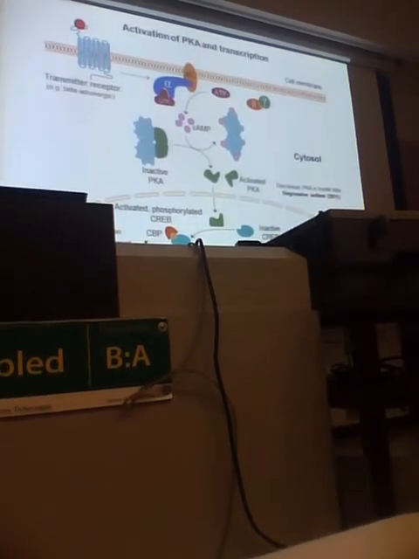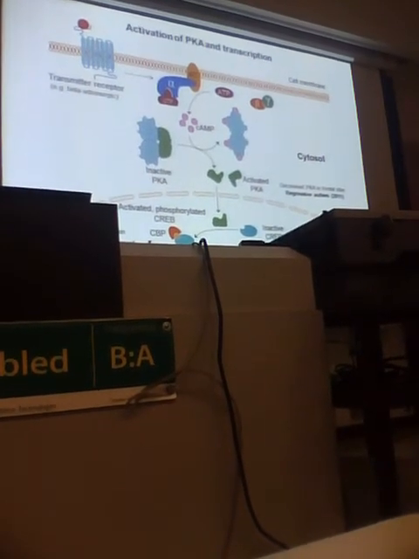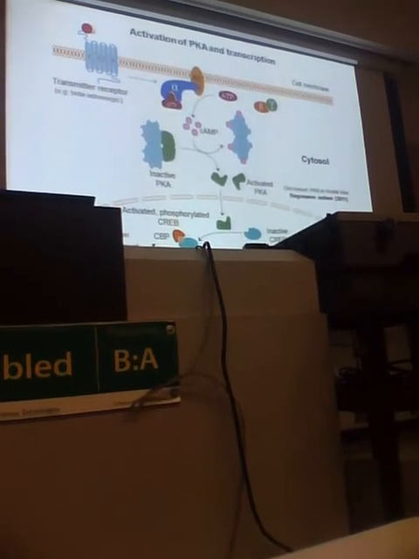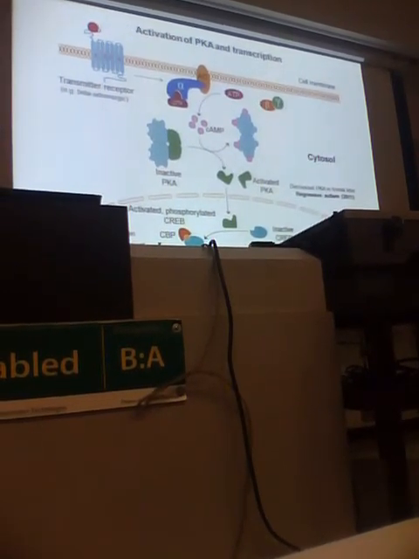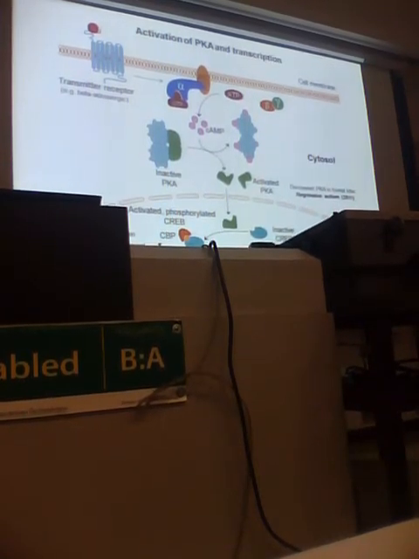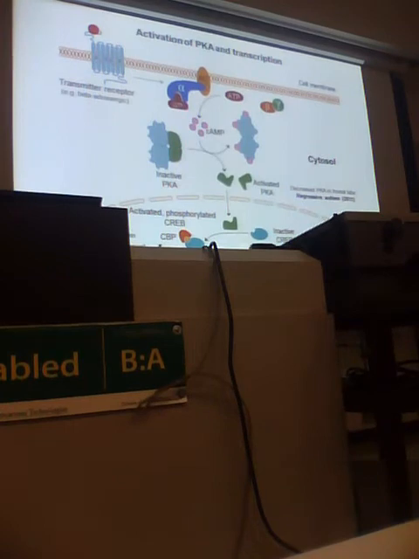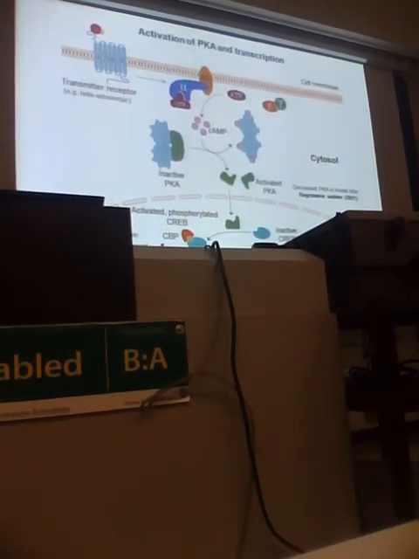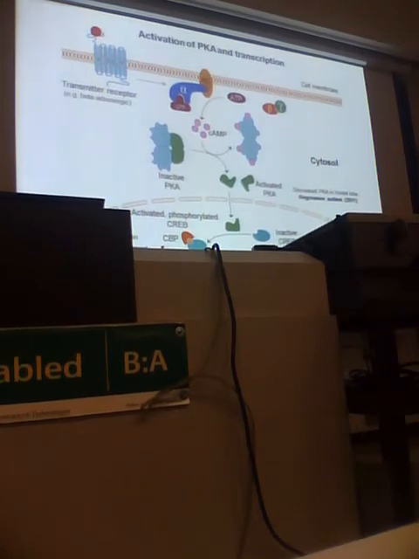And once released, the activated PKA can phosphorylate many proteins, one of which is CREB. CREB is a transcription factor found only in the nucleus, it's not in the cytoplasm. And together with the helper protein called CBP, CREB can assist in the transcription of particular genes, some of which are shown here in the lower right-hand side of this slide.